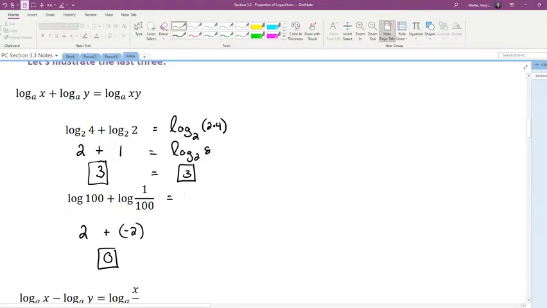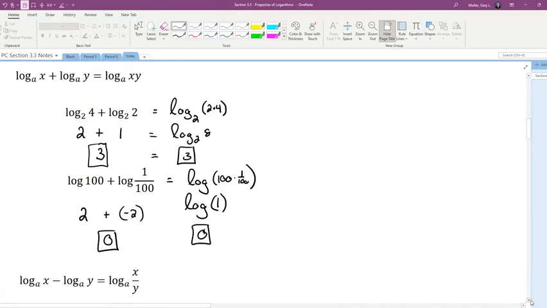And let's use our condensing rule again, which says take these and multiply them together, which of course gives us log of 1. And log of 1, 10 to what power is 1? The answer would be 0.